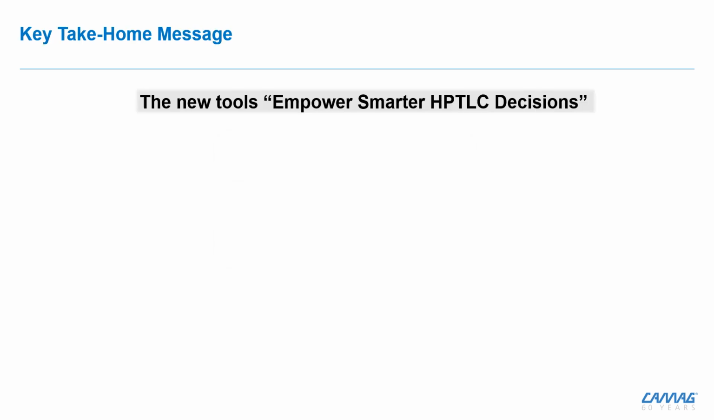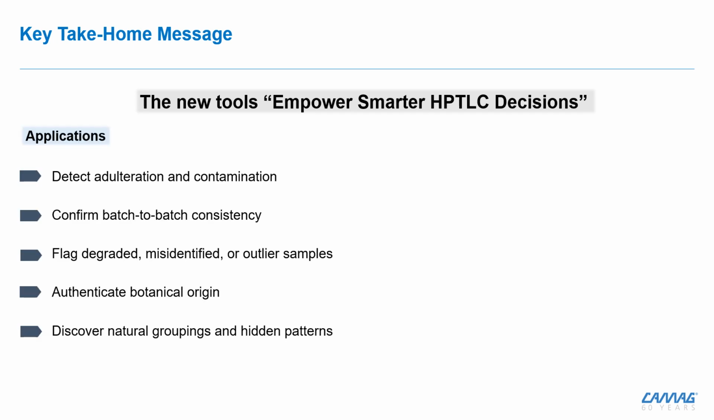To conclude this webinar, I would like to leave you with this take-home message. The new tools are designed to empower smarter HPTLC decisions. The main applications could be detection of adulteration and contamination, confirming batch-to-batch consistency, flagging degraded, misidentified, or outlier samples, authenticating botanical origin, and discovering natural groupings or hidden patterns.